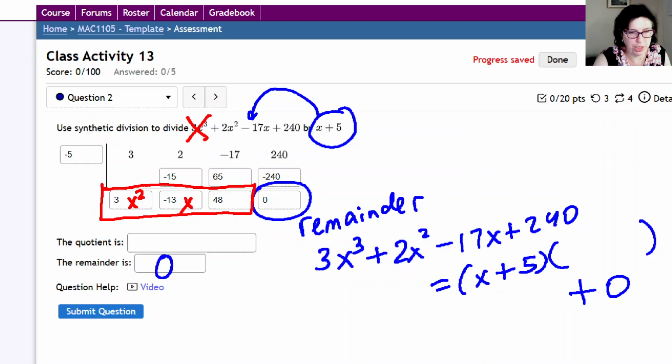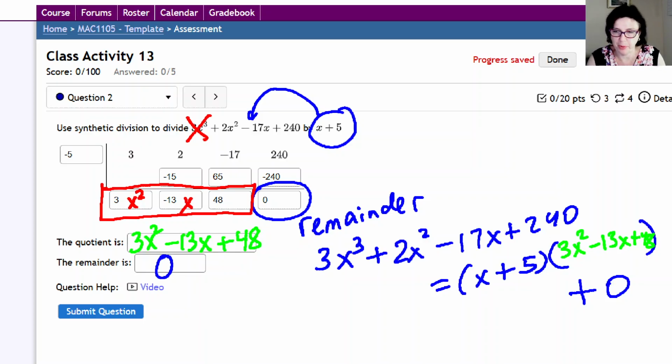So your quotient is going to be 3x squared minus 13x plus 48. That goes here. 3x squared minus 13x plus 48. Now, you can check this by using FOIL, but I'm not going to do that.